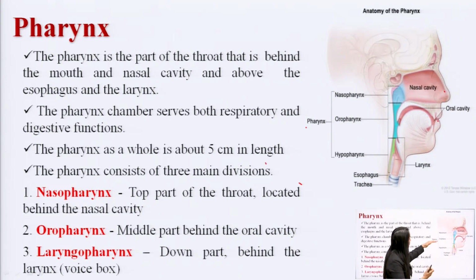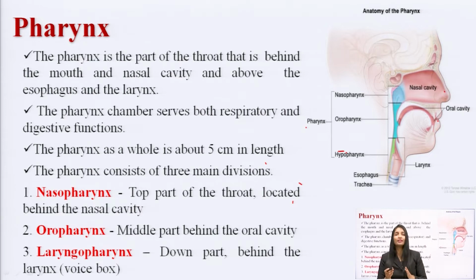If I am talking about the pharynx, after the pharynx the larynx will start, then the esophagus and trachea. The pharynx is located on the upper side of the esophagus and larynx, behind the nasal cavity and mouth. Clear?